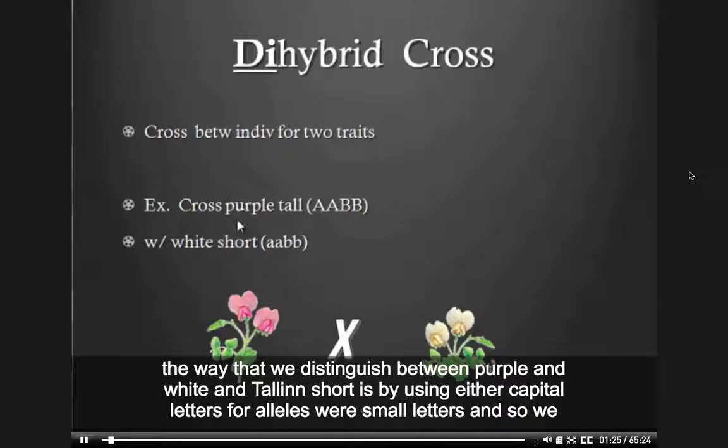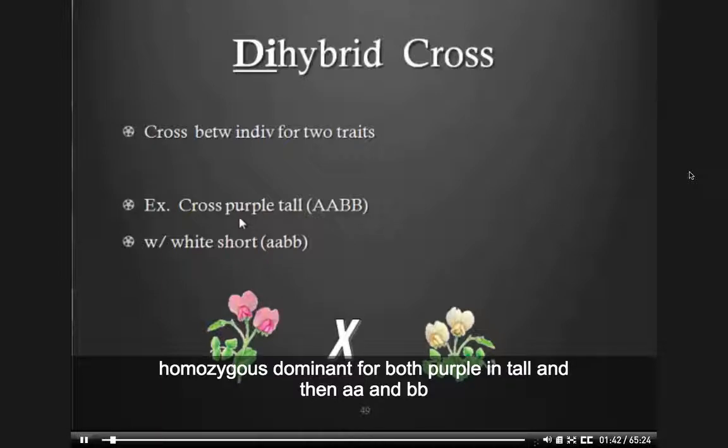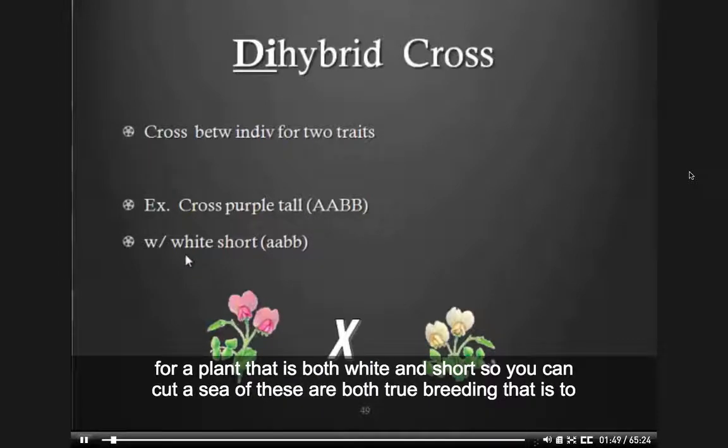The way that we distinguish between purple and white and tall and short is by using either capital letters for our alleles or small letters. And so we have big A and big B over here to indicate that it is homozygous dominant for both purple and tall, and then little a and little b for a plant that is both white and short. So you can kind of see how these are both true breeding.